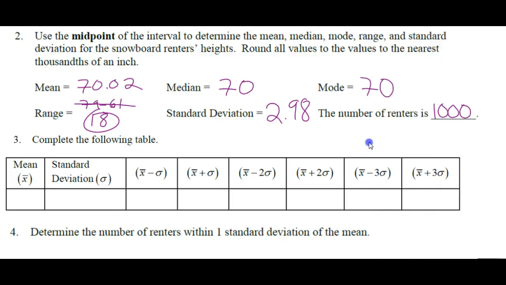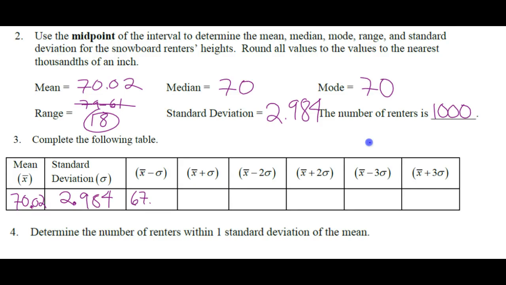Complete the following table. Okay, so the mean is 70.02. And the standard deviation is 2.984. Let's add one more decimal there. And now we got these various little symbols here, right? This is the mean minus the standard deviation. So 70.02 minus 2 point something. I'll fill these in for you. You don't have to calculate them. I'm going to assume you can use your calculators to do this.